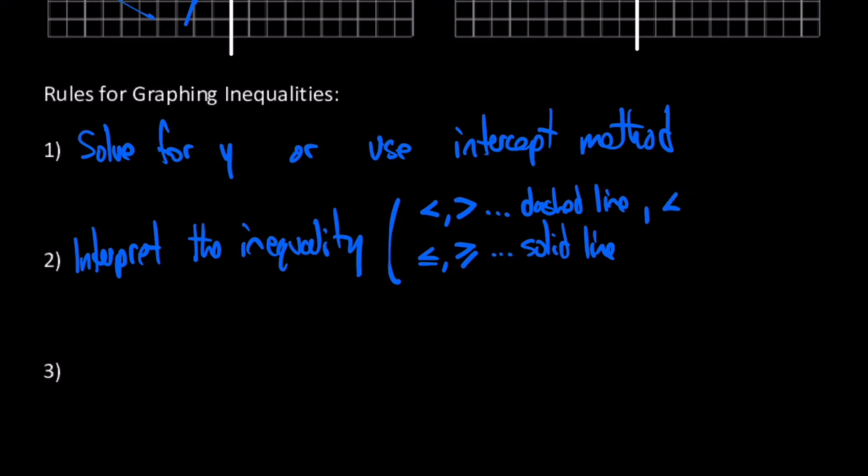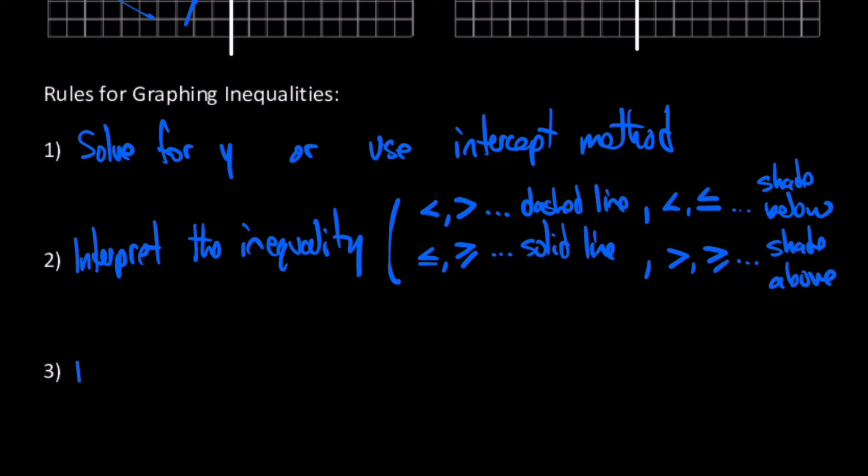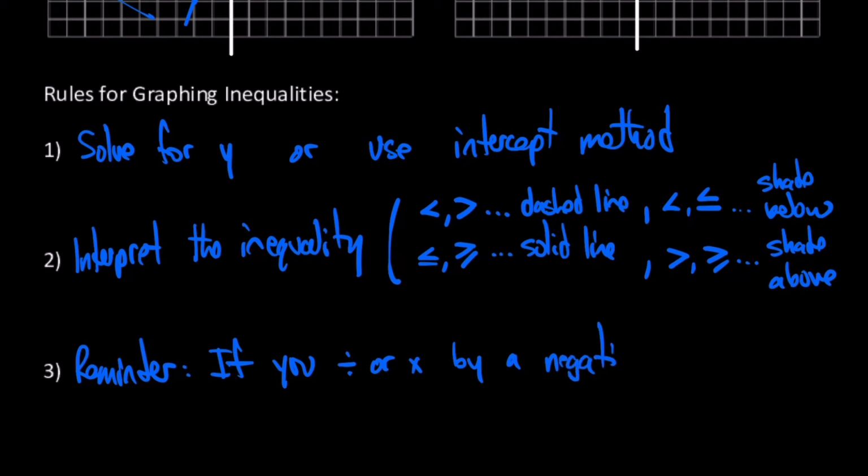If you have less than or equal to, you want to shade below. If we have greater than or equal to, shade above. And then lastly, it's just more of a reminder. If you multiply or divide by negative, you have to flip the inequality. I don't think we'll be doing that a whole lot, but it's just a reminder out there with inequalities, you have to flip it if you multiply or divide by negative.